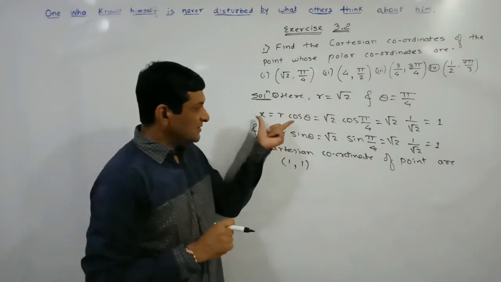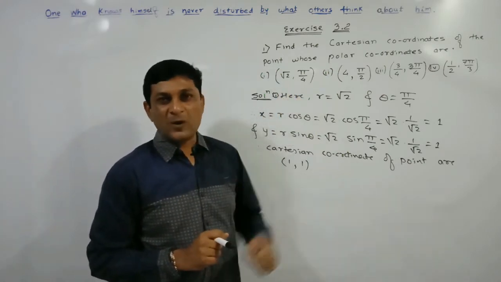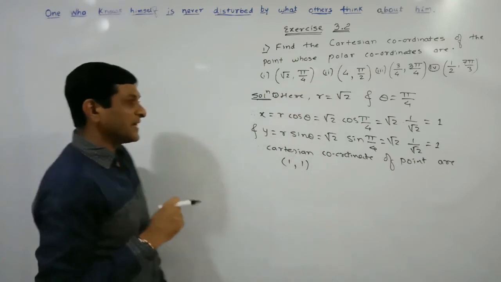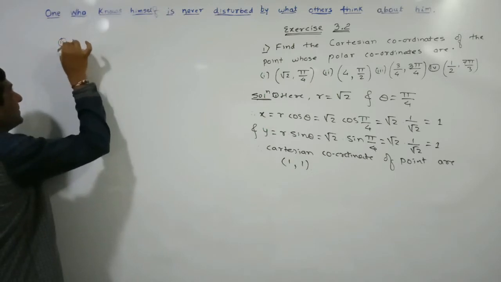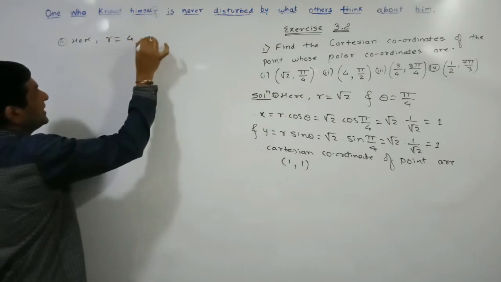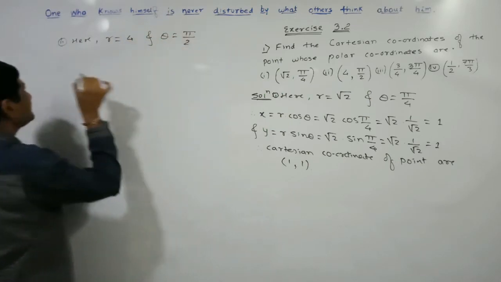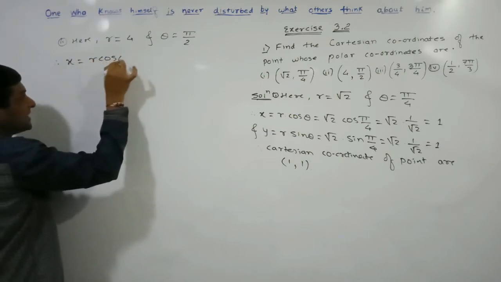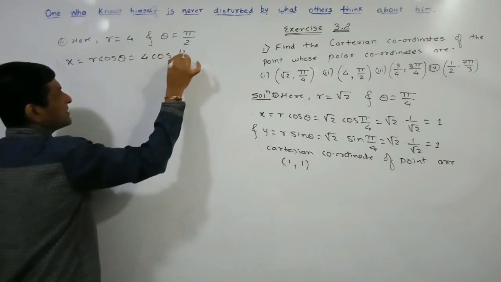So using these relations, we are able to convert polar coordinates into Cartesian coordinates. Now let us try to solve the second example. In the second example, the given condition is that the value of R is equal to 4 and the value of theta is equal to pi by 2. So x is R cos theta. Replace R by 4, cos theta, and theta by pi by 2.